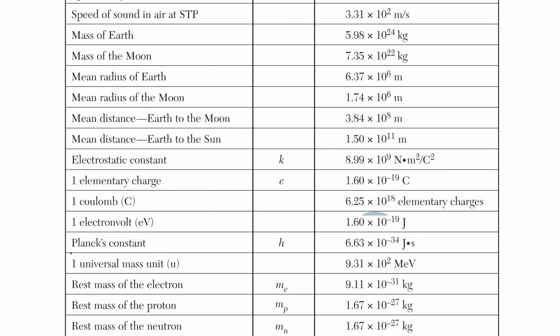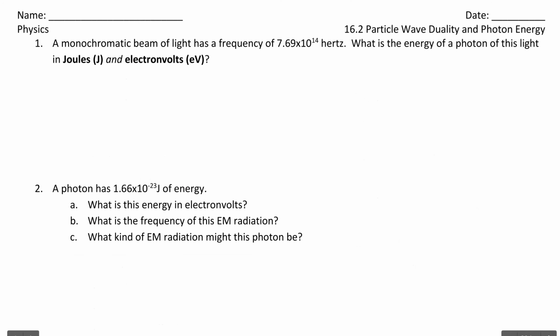Try them out on your own first before I go over them. Number 1 says a monochromatic beam of light has a frequency of 7.69 times 10 to the 14 hertz. So they're telling you the frequency. And they ask, what is the energy of a photon of this light in joules and electron volts? So they're looking for the energy. That's not going to be enough information here. We need to know something else. And we always know Planck's constant, h.